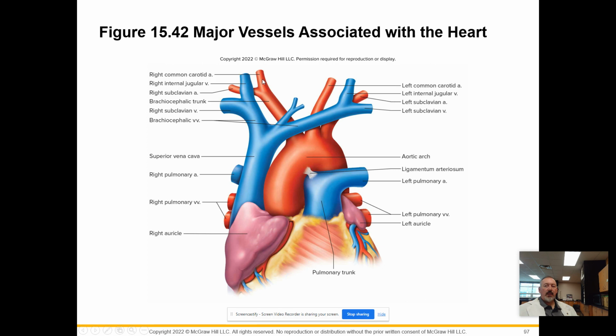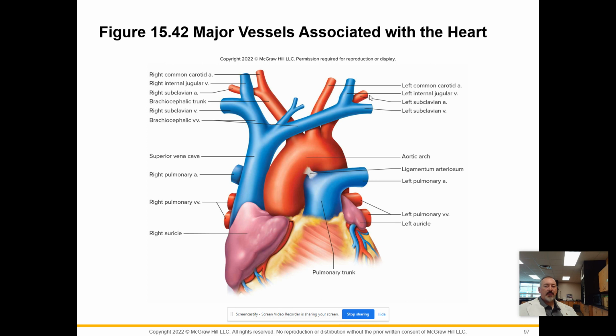And here is the right common carotid. We're going to have a branch that's going to eventually have different feeds off of this, being the external and internal carotids. And we'll look at that when we look at vessels of the head. If we go over here, we have the left common carotid and we have the left subclavian. And you're like, wait, what?